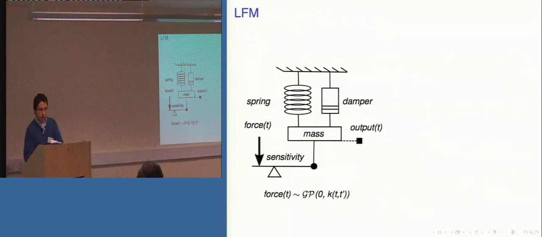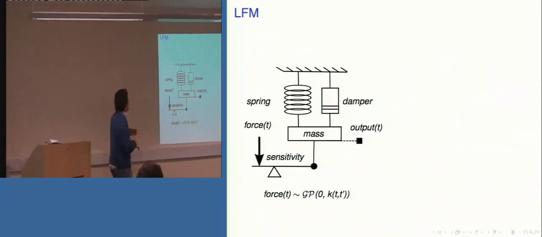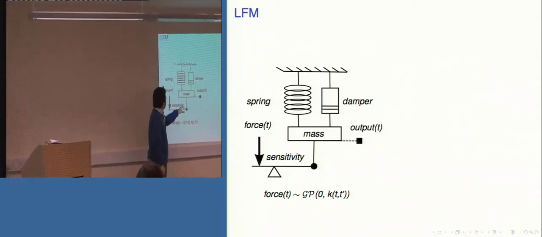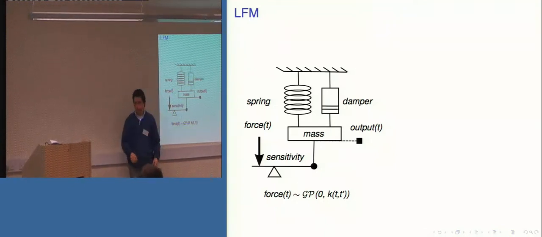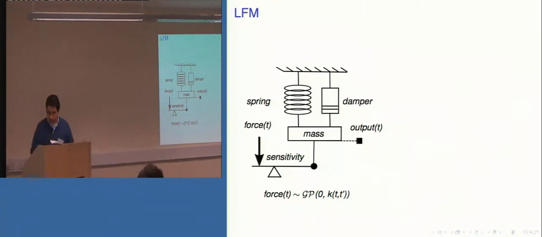Okay. So let's go back to the basic latent force model. I'm assuming one output. So you have your spring, your damper, you have your mass, you have your force, and then some sensitivity of the force over the system, and you are measuring the output. And remember that the force, you assume that follows a GP with a covariance function K.